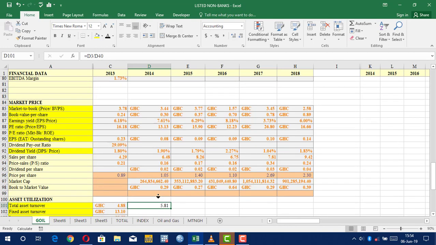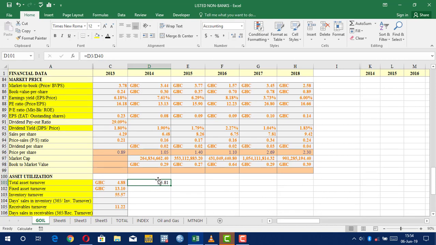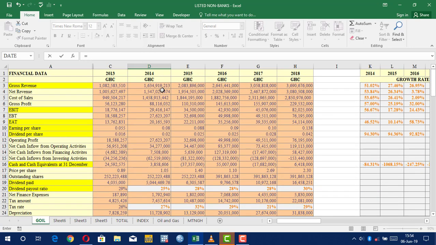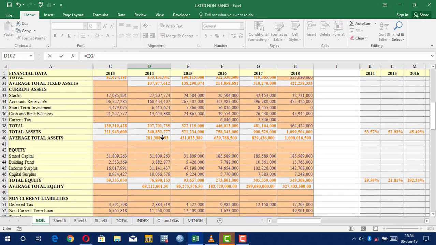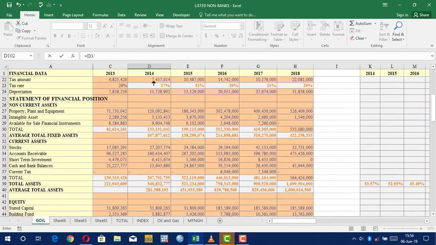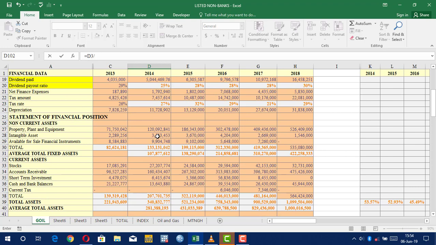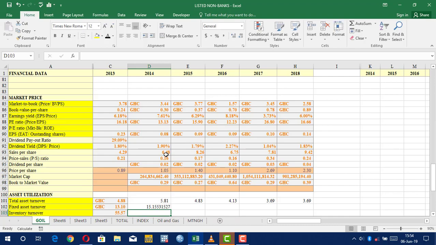So in 2014, the company has a total asset turnover of 5.81. Let's drag it to 2018. So that is what we have over there. Now let's look at the fixed asset turnover, also the same way, which is the gross revenue divided by the average fixed assets. In this case, we are not going to use total asset but fixed asset, since we are dealing with fixed asset turnover, sorry. So we will take the average fixed asset here. There we have it.